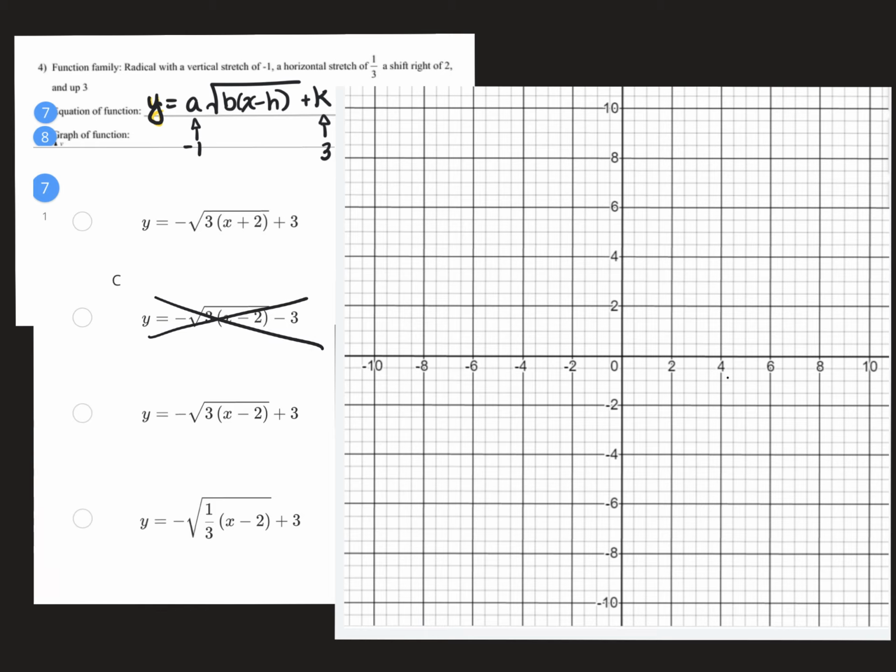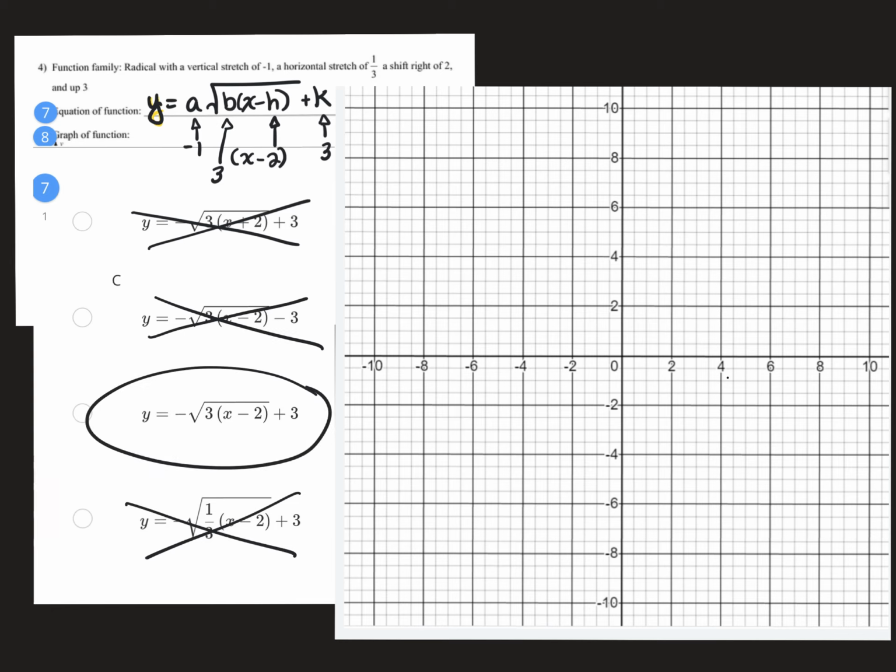And then I have a shift right of 2. So that means what we'll see here is going to be x minus 2. So that means I can eliminate this, and that only leaves me with 2 options. The last option has a horizontal stretch of 1/3. So guys, what that means is that the actual stretch is 1/3, so what we're seeing in the equation will be the reciprocal of that. So this is actually going to be 3. Then we can eliminate this choice, which only leaves us with the one left.